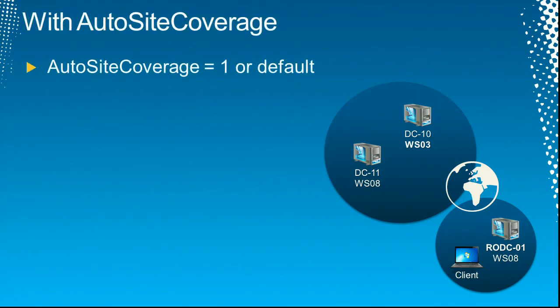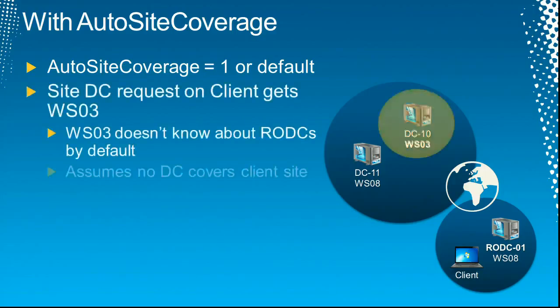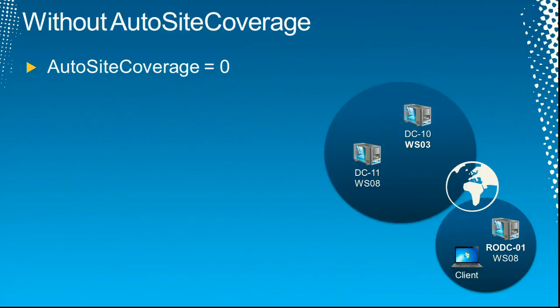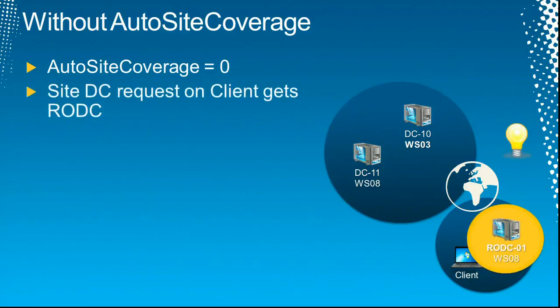So if you have auto-site coverage, which is the default case in Win2K3, and we have a client that is requesting a writable domain controller, or not writable, but any domain controller, the DC that will be returned is the one in the other site. So you need to be aware that if you have interoperability between Win2K3 and RODCs, you might want to disable auto-site coverage on the Win2K3 DCs. In this case, the RODC will be returned.